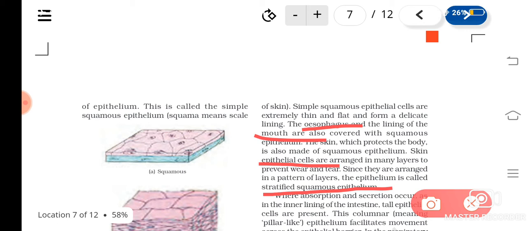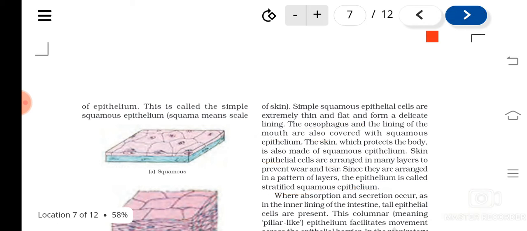For example, in skin, epithelial cells are arranged in many layers, and since they are arranged in a pattern of layers, they are known as stratified squamous epithelium. The other epithelium found in alveoli or esophagus is simple, meaning only one layer is there. So it is known as simple. And if it is in many layers, then we call it stratified epithelium. Here it is stratified squamous epithelium.